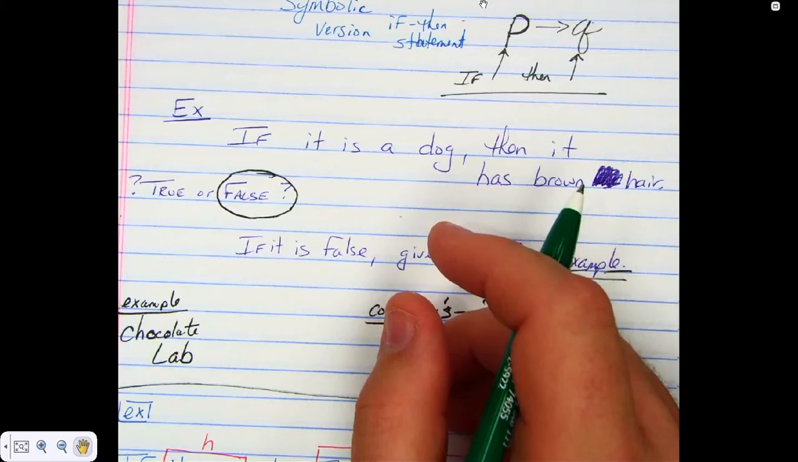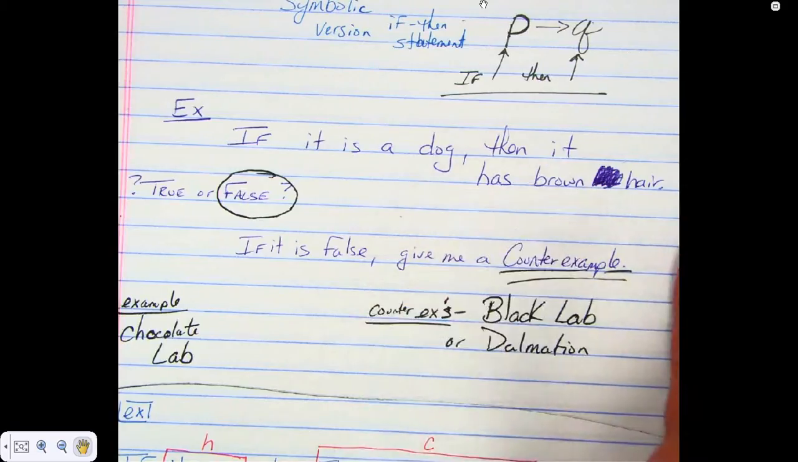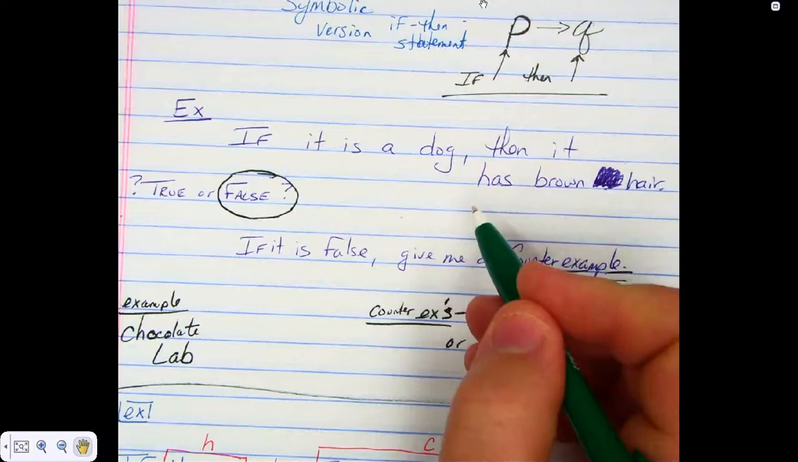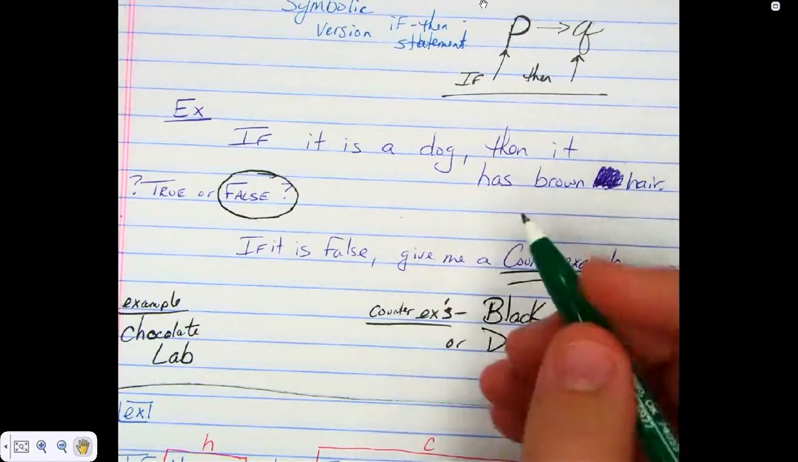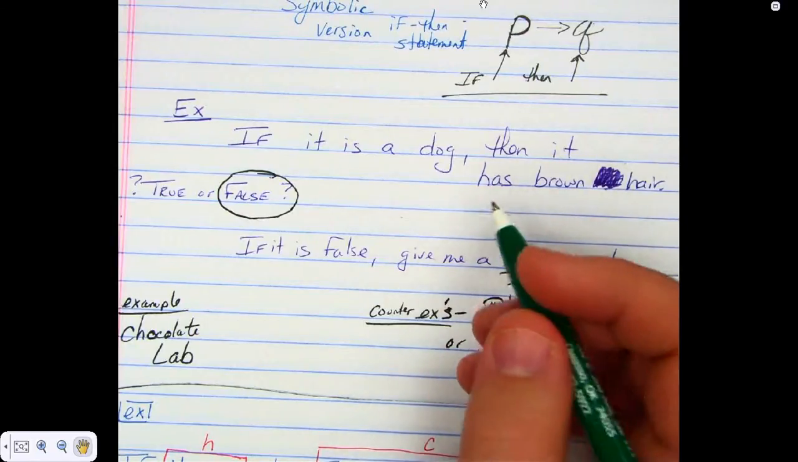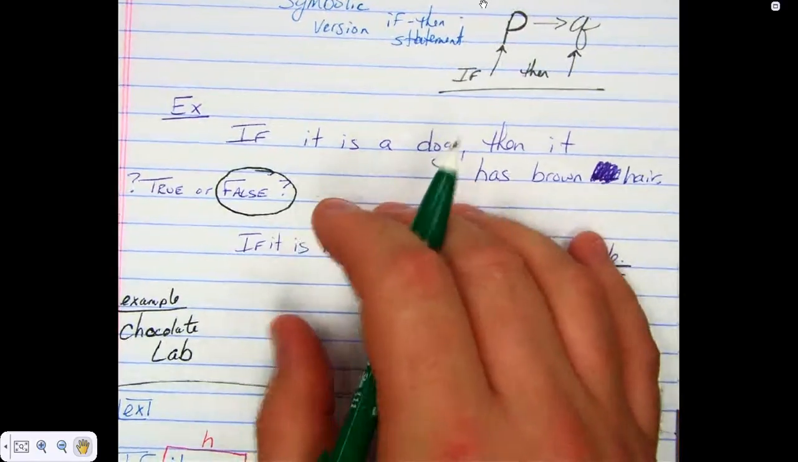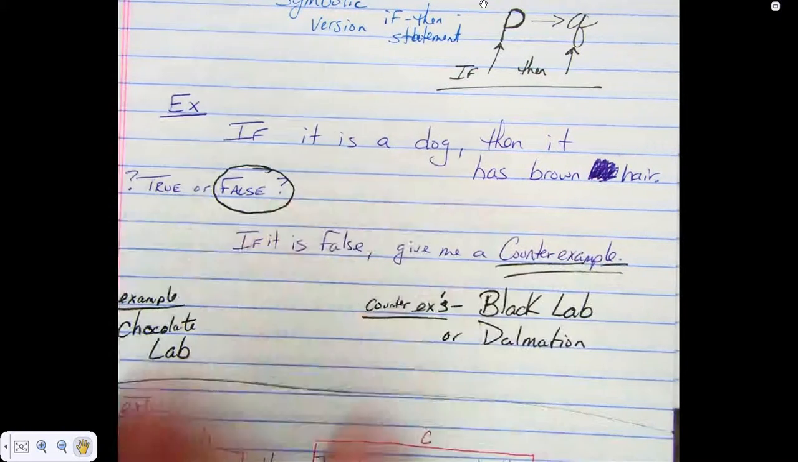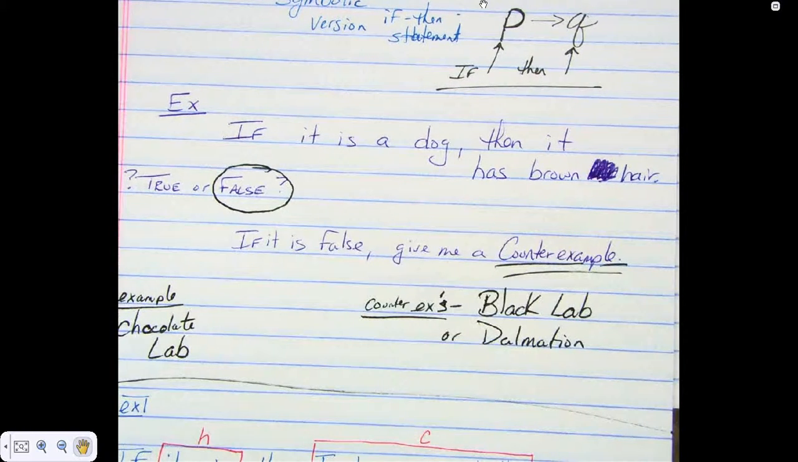You see what I'm making? That's a pretty ridiculous statement, but that doesn't mean you were wrong when they asked what the converse of this is. If it has brown hair, then it is a dog. Yeah, that's the correct answer. It's just a pretty dumb statement, huh? But that is the converse. Does that make sense? That's what we're trying to get to, a little bit of logic here and understanding the difference, okay?